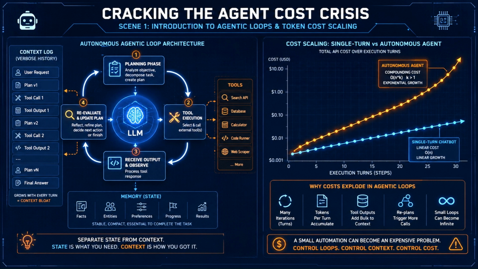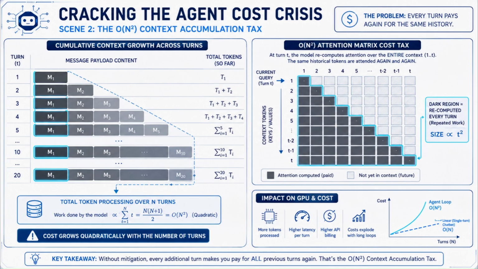To build reliable systems, engineers must establish a strict separation between state, the core facts required to complete a task, and context, which is the verbose history of how those facts were discovered. Let us isolate our first major cost vulnerability: the quadratic context accumulation tax.